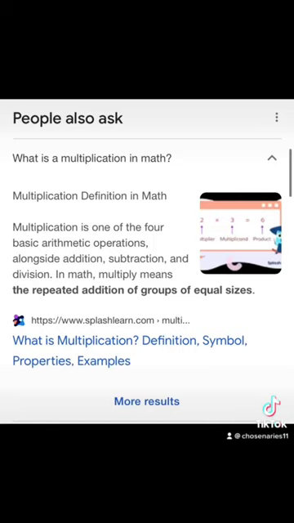For instance, with the way they taught math, this single group of bananas would be 5 times 1. But by definition, that's wrong because this is a single group by itself. I'm not adding it into another group. Remember, it means the repeated addition of groups of equal sizes.